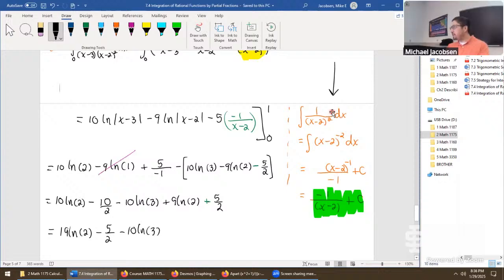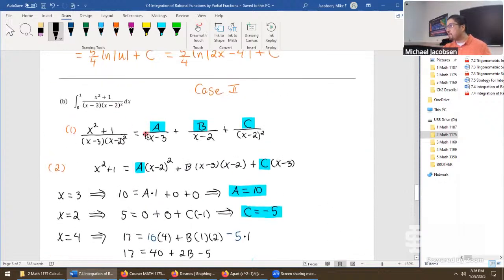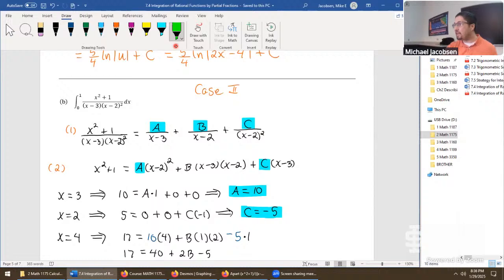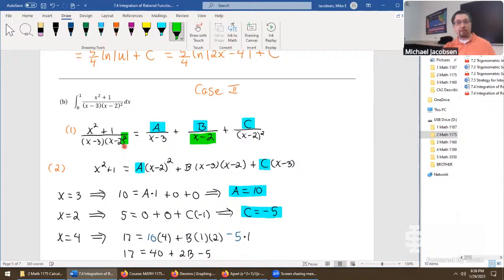On step 1? Gotcha. Let me look up here. Oh, I got you. You're referring to this x minus 2 squared. So the x minus 2 squared came because of the power 2 on this one. Whenever there's a repeated factor, that's what made it a case 2 problem. We start at x minus 2 to the power 1, but then if this is to power 2, we have to go to x minus 2 to the power 2.